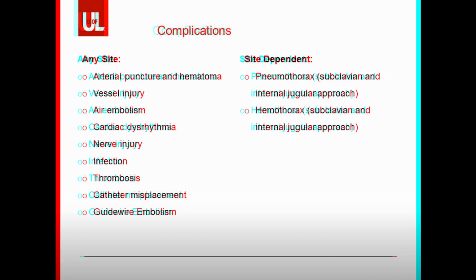Complications that can occur at any site include arterial puncture and hematoma, vessel injury, air embolism, cardiac dysrhythmia, nerve injury, infection, thrombosis, catheter misplacement, and guidewire embolism. While all of these are possible during placement of the central venous catheter, infection and thrombosis are significantly less likely to occur at the time of placement and do increase in risk every day the central venous catheter is left in place, even with optimal care.